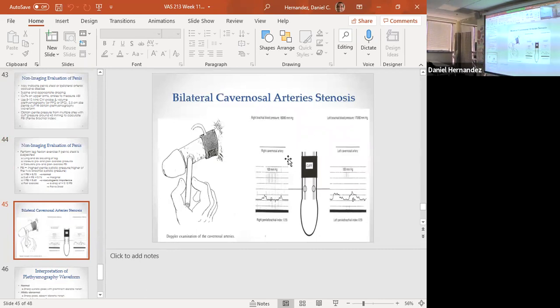We can also obtain Doppler waveforms. So we're going to Doppler the bilateral cavernosal arteries to look for signs of stenosis.